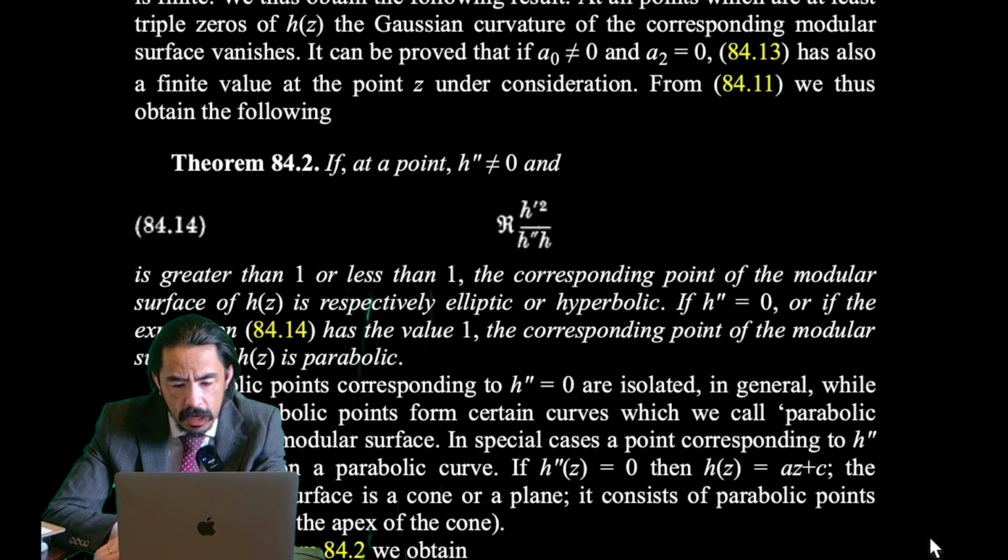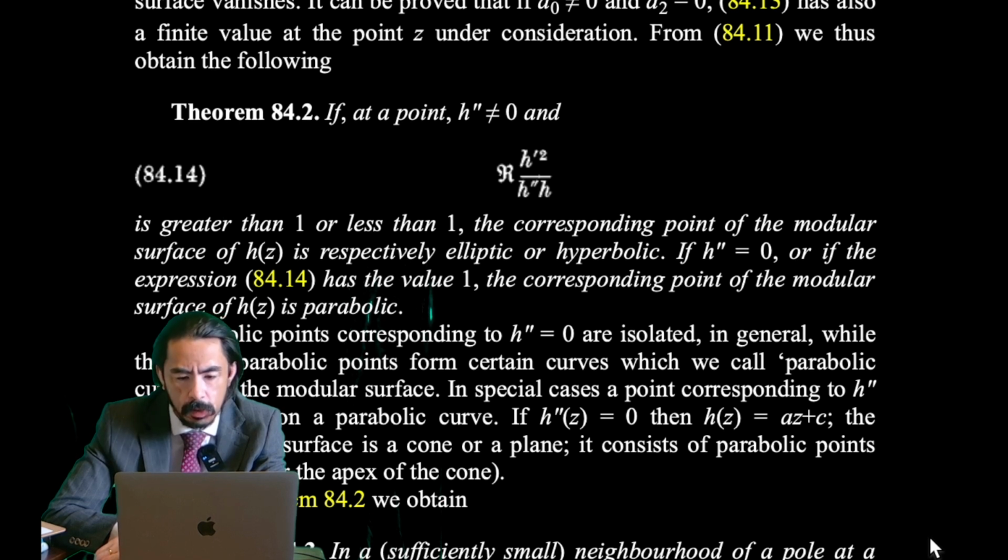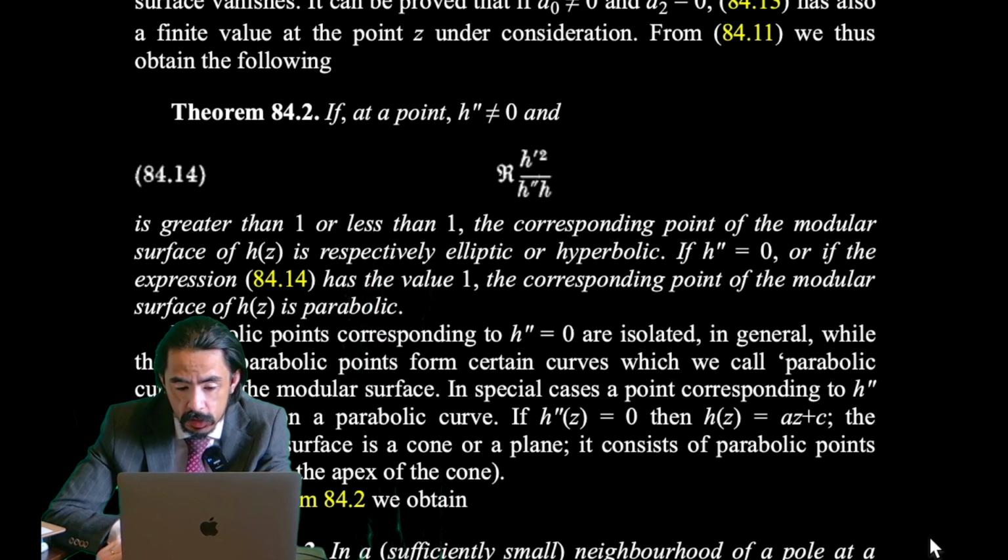From the expression for Gaussian curvature for the modular surface that we've been investigating so far, we thus obtain the following Theorem 84.2. If at a point where h double prime is non-zero, the real component of h prime squared over h double prime h is greater than 1 or less than 1, the corresponding point of the modular surface of h of z is respectively elliptic or hyperbolic. If h double prime is equal to 0, or if the expression, which is the statement of this theorem, has the value 1, the corresponding point of the modular surface of h of z is parabolic.